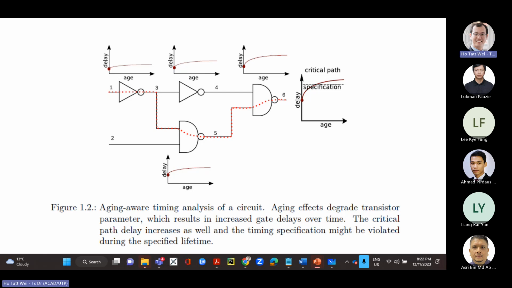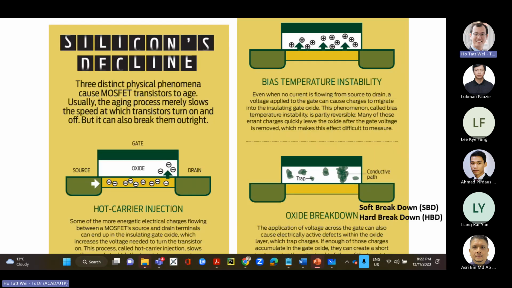Okay, so the key idea is, as you keep using these circuits, the gates will actually increase their delay, and they increase at different rates. And we're trying to understand how to really account for that. There are three major mechanisms, processes through which the transistors will decay.